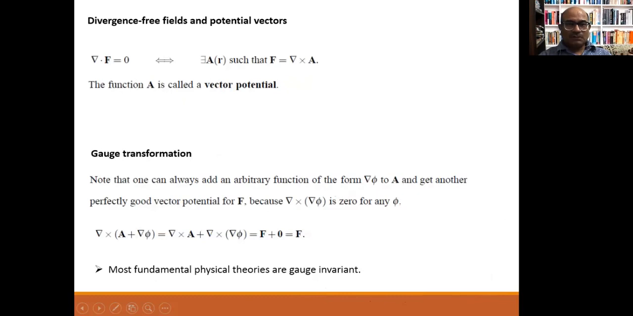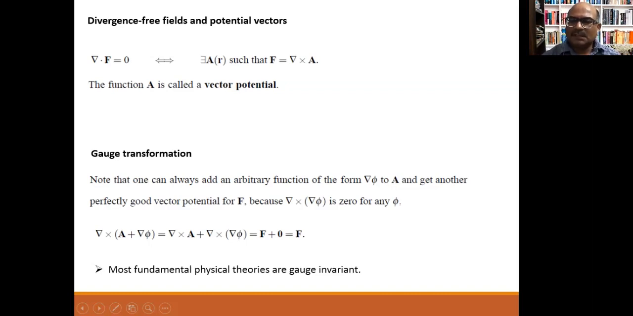Now, divergence free fields and vector potentials: del dot f is equal to 0. If it is so, then there exists a vector A such that f is equal to del cross A. In that case, A is called the vector potential. So the condition is that there exists a vector A such that the divergence of the field is 0, the first condition, and f is equal to del cross A. In that case, we say that A is a vector potential.